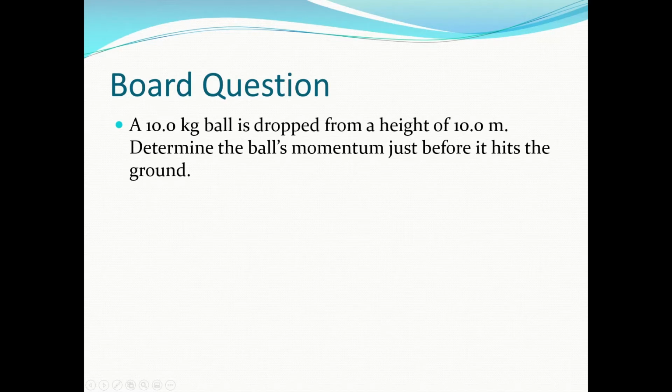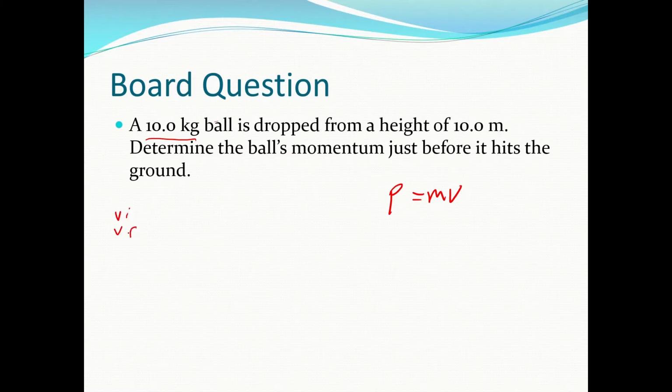So here's a board question. Give it a go, see if you can do it, and answer the question. Determine the ball's momentum before it hits the ground. So we need P equals mv. We have the mass of the ball, but we just don't have the speed. Right? So there's a couple ways you can do this. The ball is dropped from a height of 10 meters.